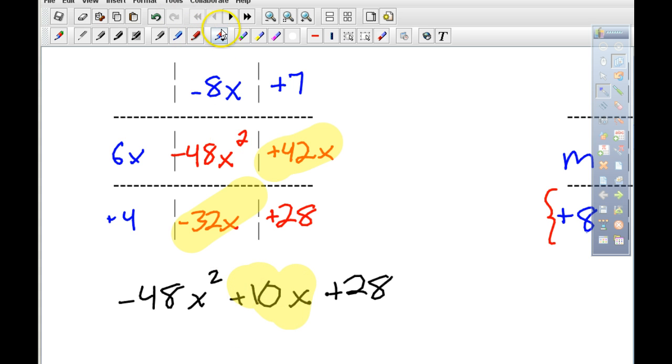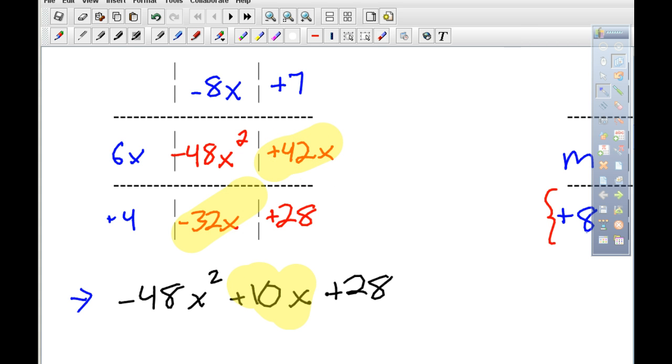Now the question is today and tomorrow, how do you do this problem right here backwards? How do you do this right here backwards? So if I give you this, how can you go backwards and say, well, that 10 is going to be 42 minus 32? How come it wouldn't be like 12 minus 2 or 15 minus 5? How do you know that this 10x should be broken up into 42x and negative 32x?